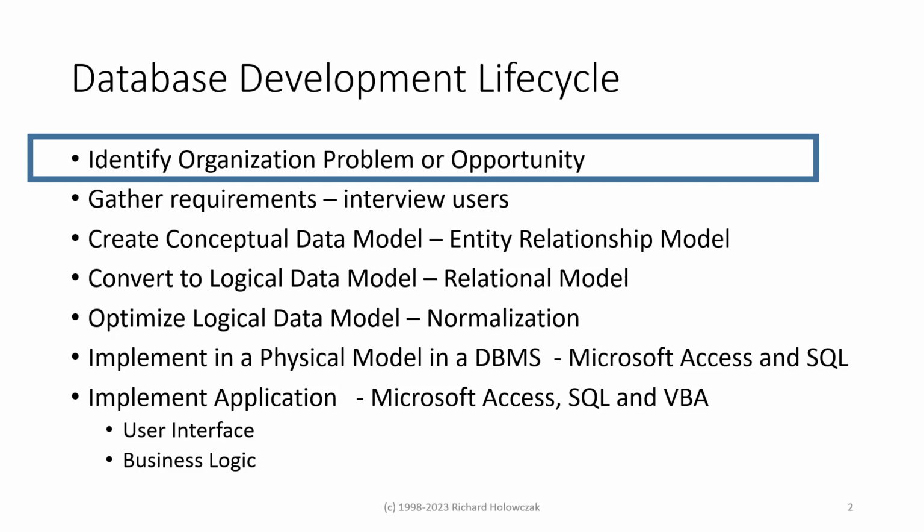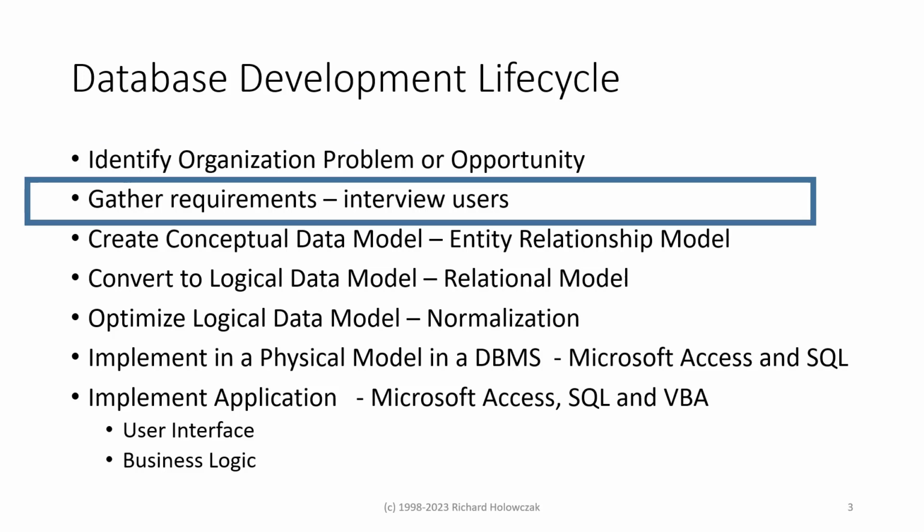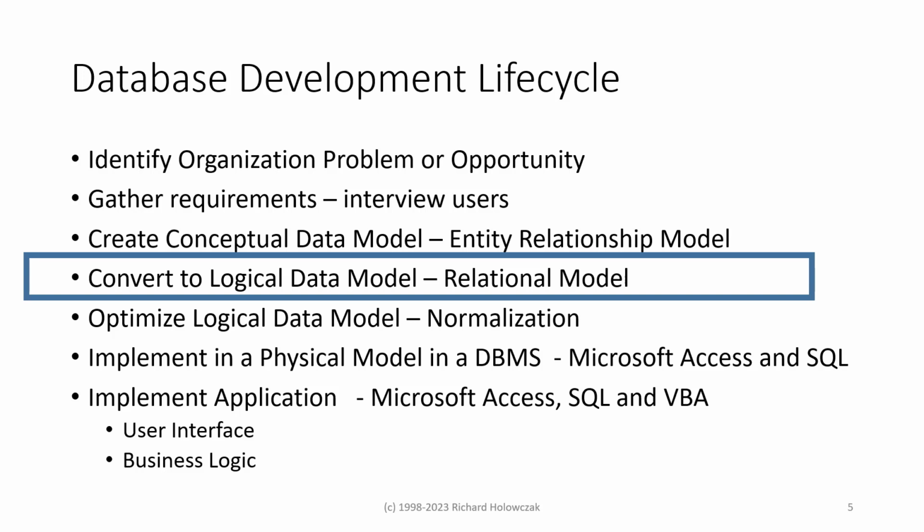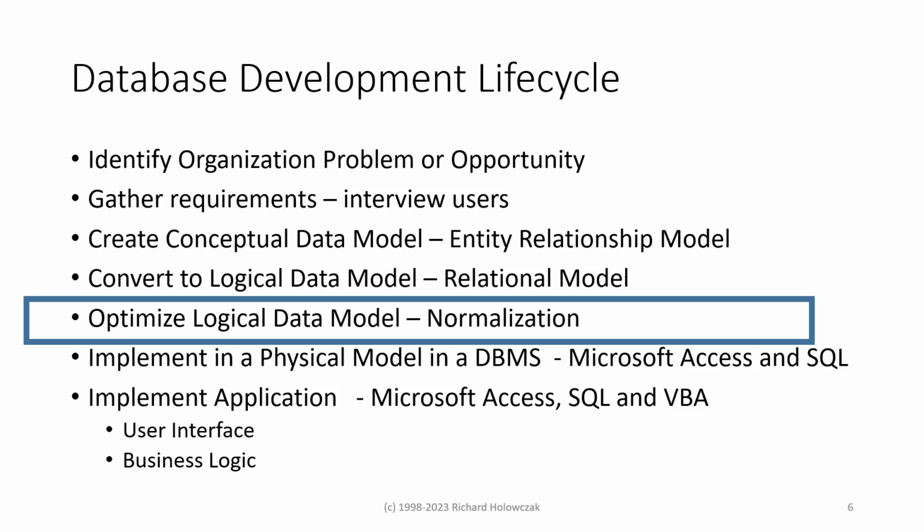If you've been following along on our database development lifecycle, you know that we begin by identifying an organization problem or opportunity. We then gather requirements by interviewing users. Primarily, those requirements deal with the data needs of the organization. Based on those requirements, we create an entity relationship model. That entity relationship model is then converted into a relational model. And yes, once we have our relational model, we can implement this in a physical database. However, this lecture is all about how to optimize that logical data model through a process called normalization.